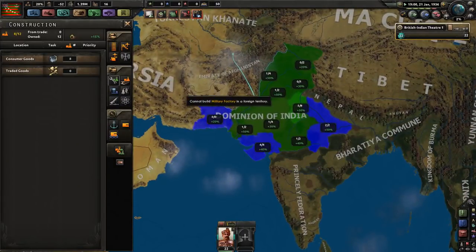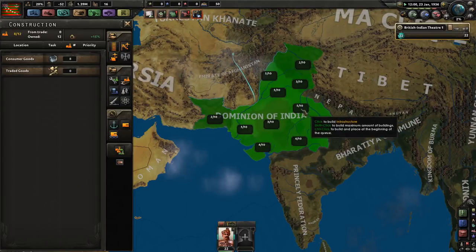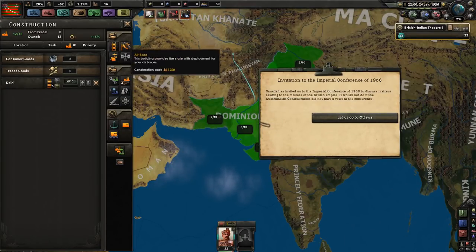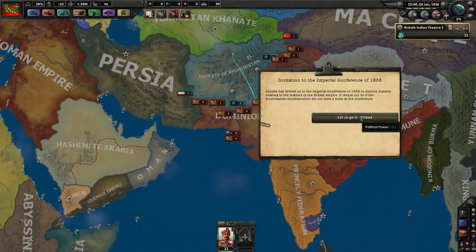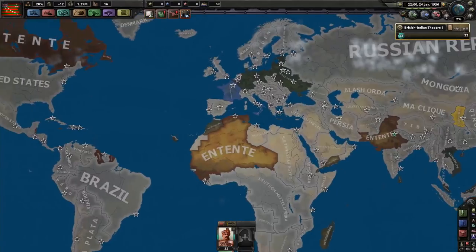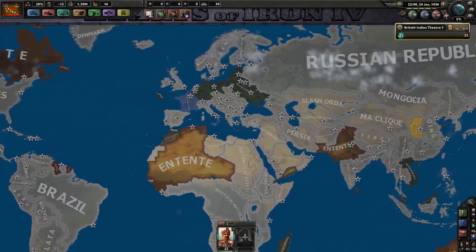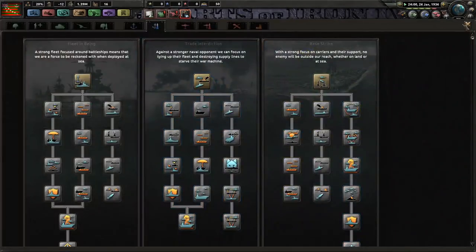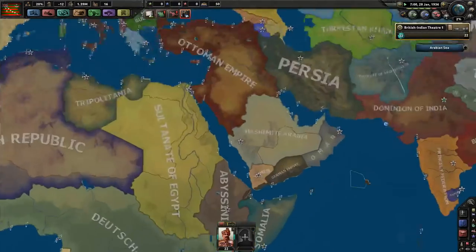Alright, now, early on, something you are going to have to deal with is a war that is unavoidable. But first, there's the Imperial Conference of 1936. This is where all the members of the Entente, yourself, the French Republic, and everybody else are going to Ottawa to talk about what your plans are for the future. I'm not going to research anything.